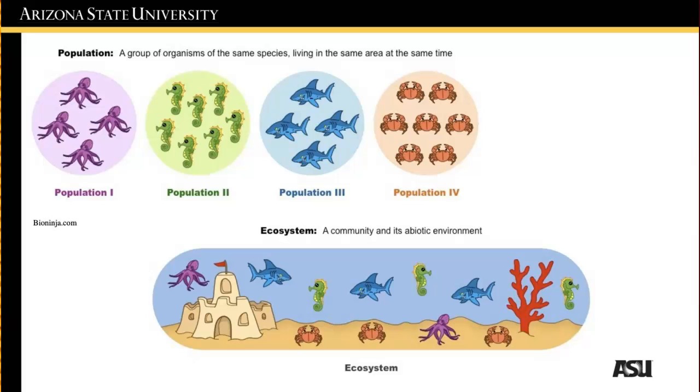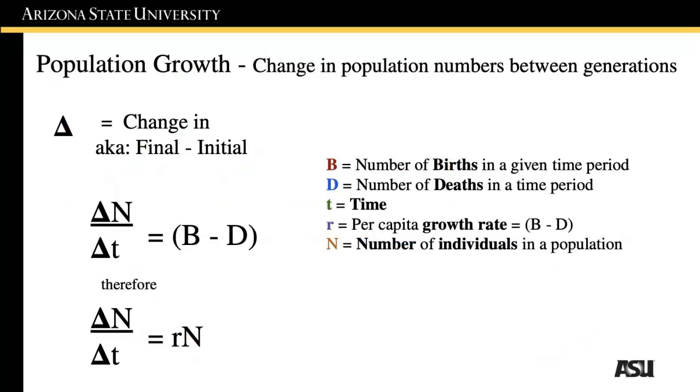at the same time. Here we see a population of octopuses or octopi, a population of seahorses, a population of sharks, and a population of crabs. When we put all of those organisms together in the ocean, it's called a community. But when we include the abiotic environment with the sand and the water, that's the ecosystem.